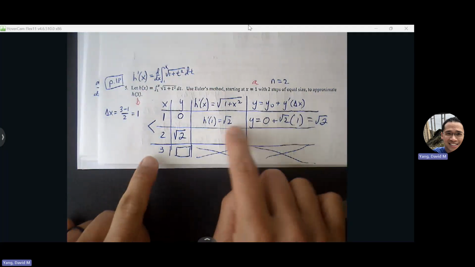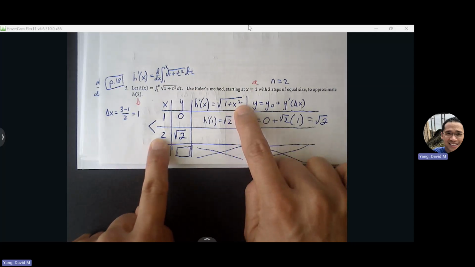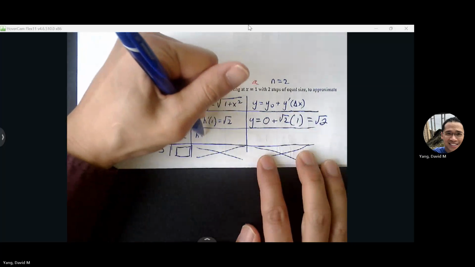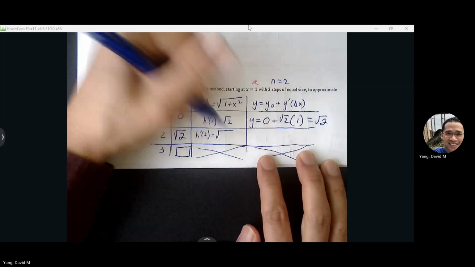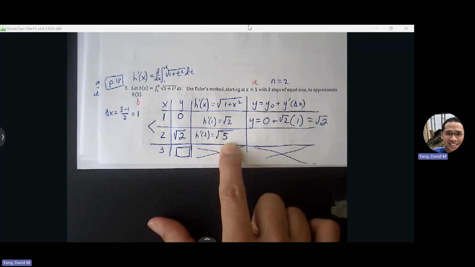Repeat the process again. H prime now requires the current x value. Current x value is 2. 2 squared is 4. 4 plus 1 is 5. So my slope is now going to be root 5.